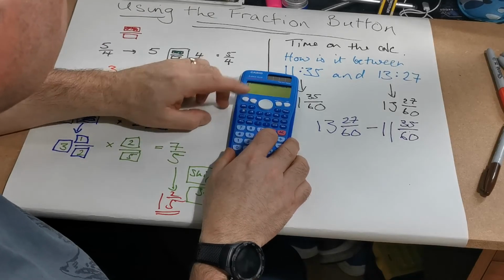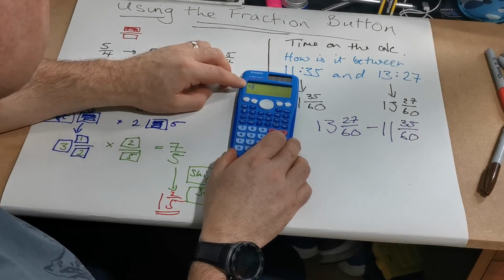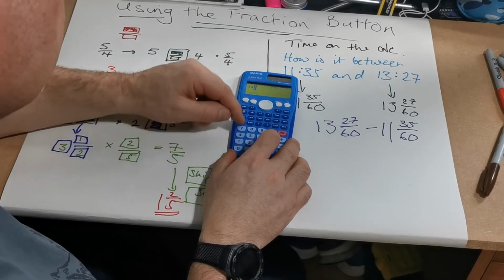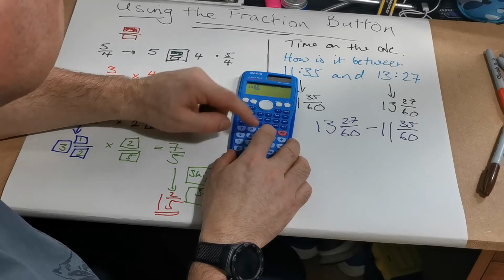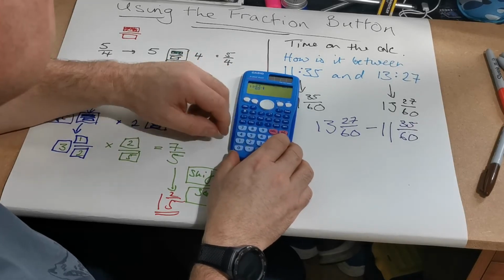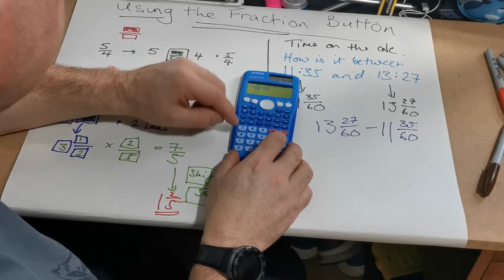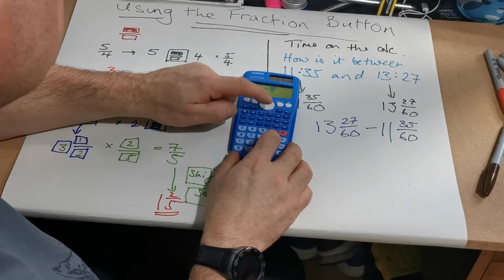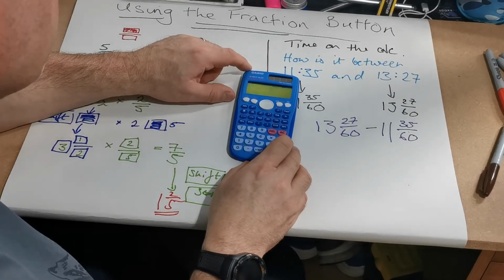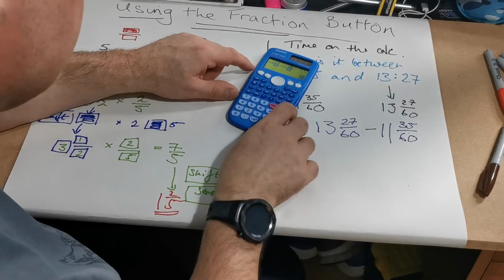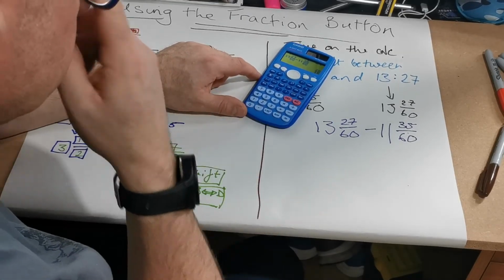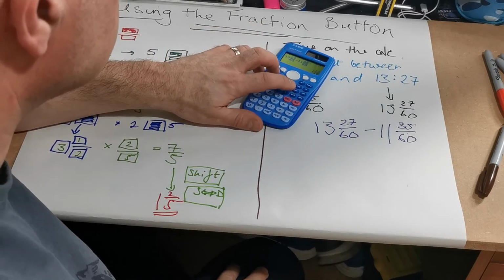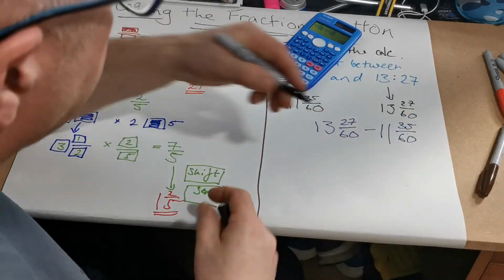So remember to press that first. So I've got the mixed number symbol. So I've got 13 and 27/60ths minus, and then press it again, 11 and 35/60ths equals, that gives me 28/15. Tricky that, isn't it? So I press Shift S to D, that's 1 13/15.